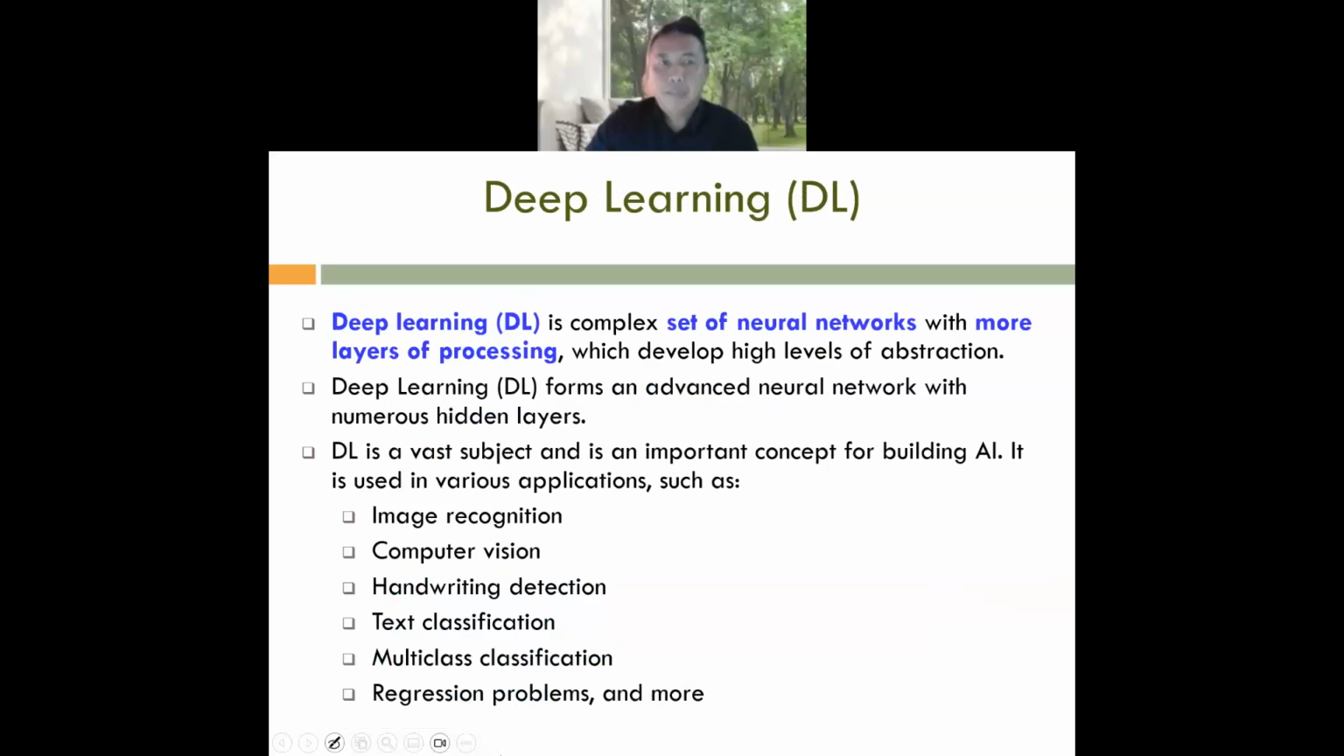As I mentioned just now, deep learning can be used most effectively in image recognition, computer vision, handwriting detection, and text classification. Text classification can use the RNN, and we also have multi-class classification and so on. It can also be used for regression problems. So in this session we will look into the regression problem and also classification.